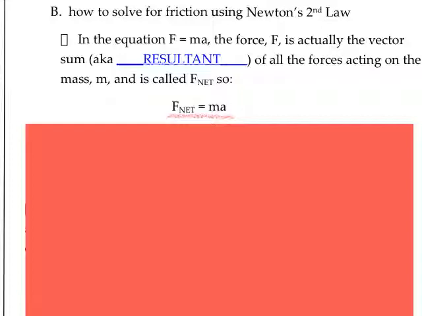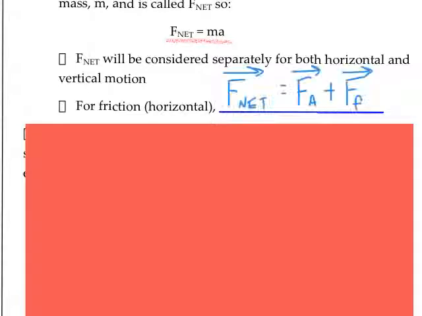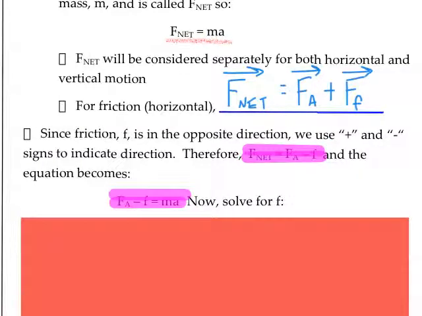This should be a review for you. We do apply Newton's second law to both vertical and horizontal motion separately, but since in this case our friction is horizontal, we're only going to look at the horizontal forces. The net force, or the resultant of my horizontal forces, would be to add the applied force vector plus the frictional force vector. And you can read along.